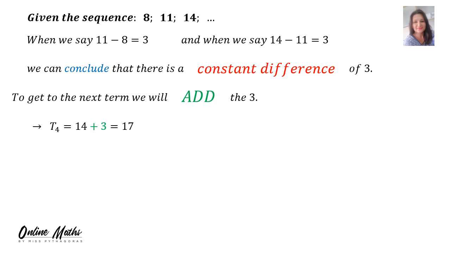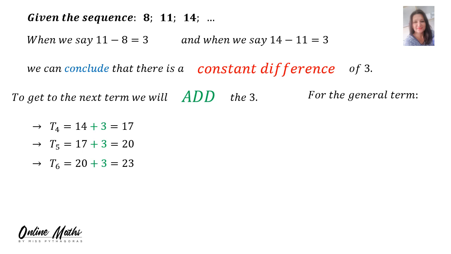T4 is equal to 14 plus 3 is 17, and that is how you will get to the next term. Term 5 will be the previous term, 17, plus 3, the constant difference, and then term 5 is 20. Term 6 will be 20, the previous term, plus 3, the constant difference, is 23.